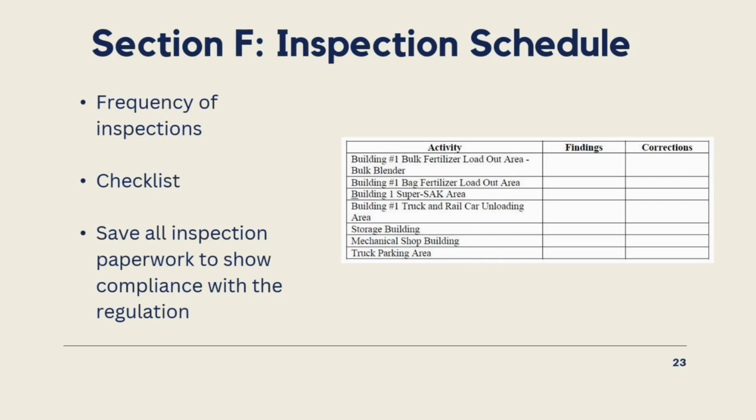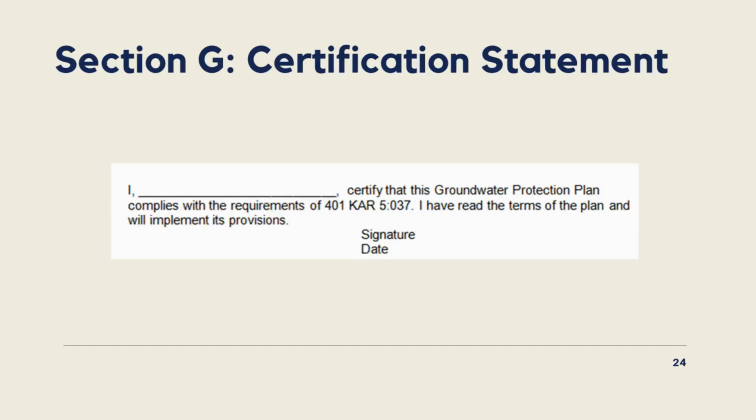You don't have to submit to us any field inspections on the GPP, but we ask that you keep your field inspections with your GPP, just in case anything ever happens. That way you can cross your T's, dot your I's, say, hey, we checked the secondary containment back in March of 2024. It was fine. And in April, we had a release. Everything's good to go on our end. It's an unfortunate thing that happened, but we were following our proper procedures.